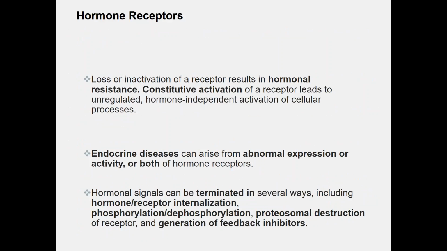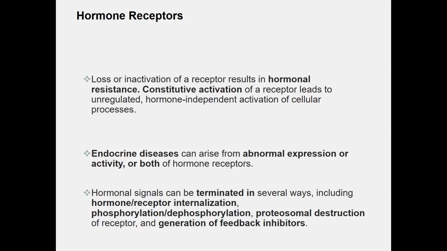Now, the loss or inactivation of the hormone receptors leads to what we call hormonal resistance, while constitutive activation of certain hormone receptors can cause uncontrolled upregulation, and as a result, we will end up having hormone-independent activation of cellular processes, which sometimes occurs in cancer or in certain endocrine diseases. Endocrine diseases can arise from abnormal expression, activity, or a combination of both of these hormone receptors.